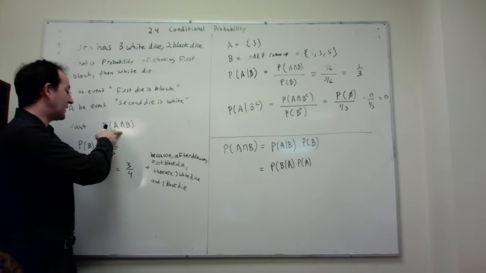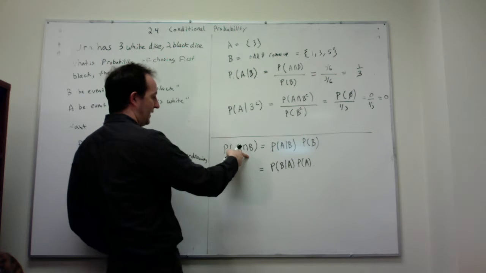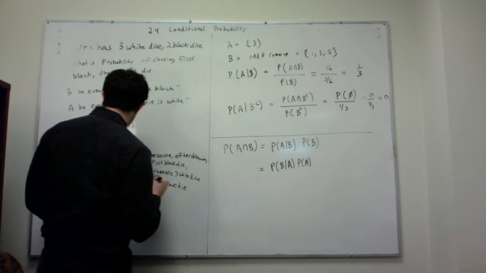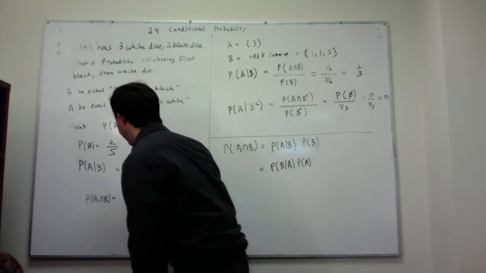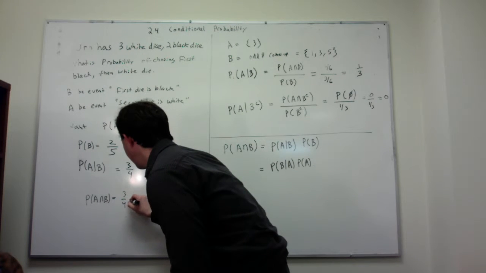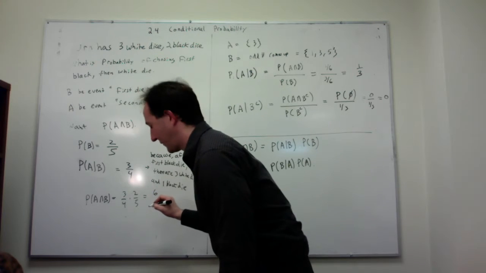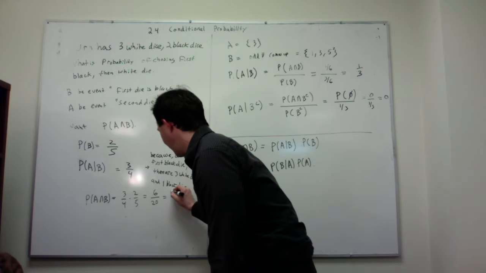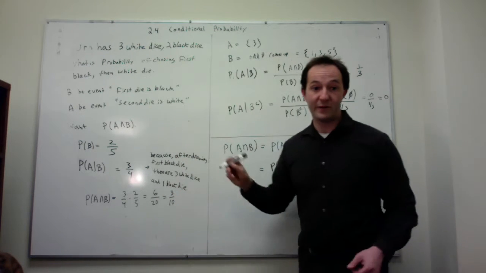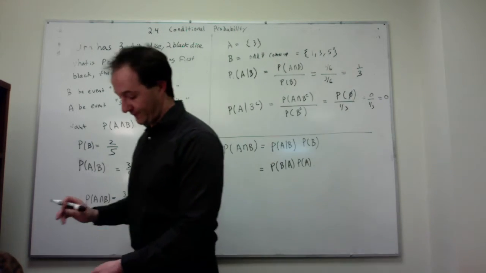Okay, so we want to know P of A and B, which I can think of as P of A conditioned on B times P of B. So we can just get the answer now. It's going to be the product of these two. So it's 3/4 times 2/5, so I have a 6 in 20, or a 3 in 10 chance of doing this particular configuration of draws from the urn.